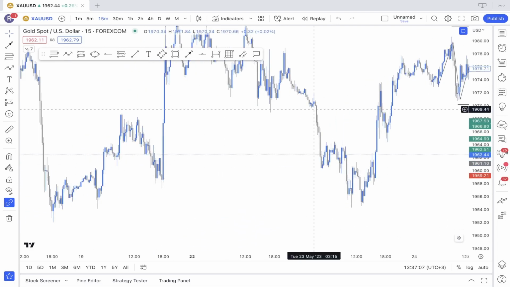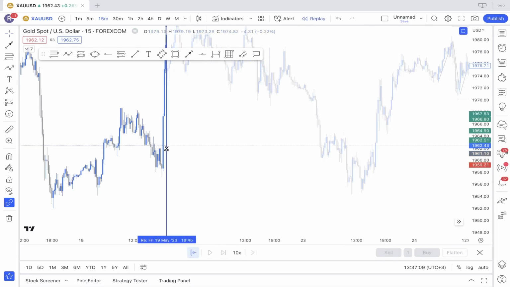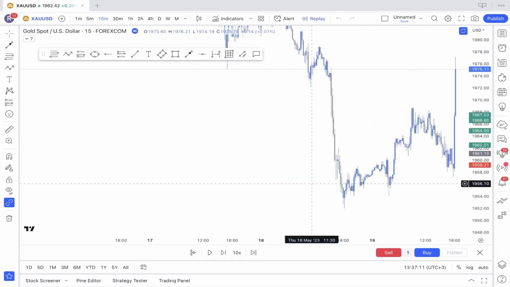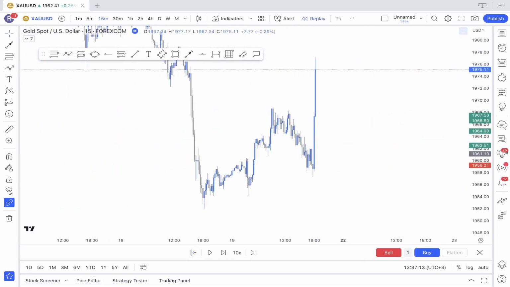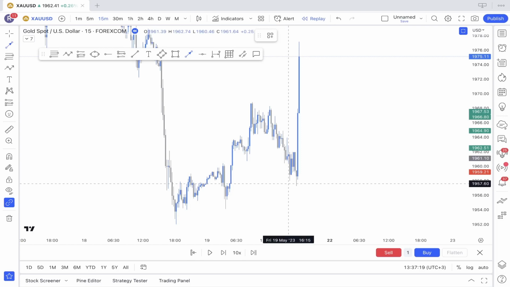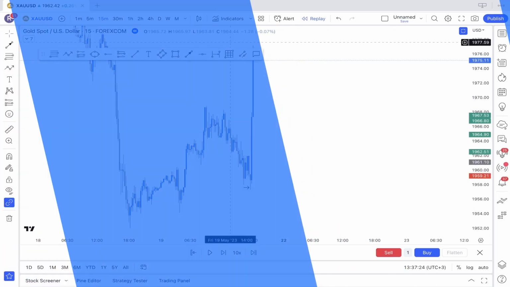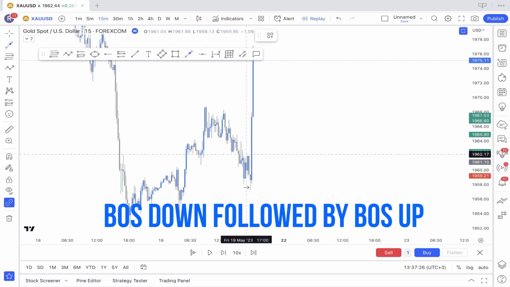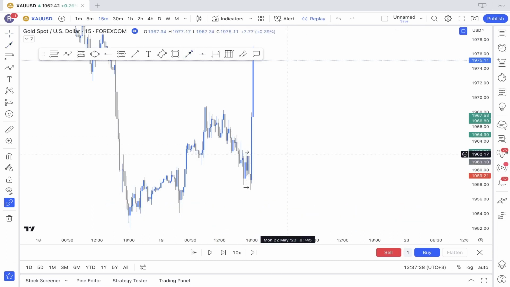Another CHOCH example. I'm gonna use the bar replay for this one as well. Check this out, okay? So right here, we have a CHOCH. We have a low right here. Price broke the low right here. We have a break of structure to the downside, followed by an aggressive break of structure to the upside. Okay, so we have two consecutive breaks of structure, one to the downside followed by one to the upside, and therefore we have a CHOCH.